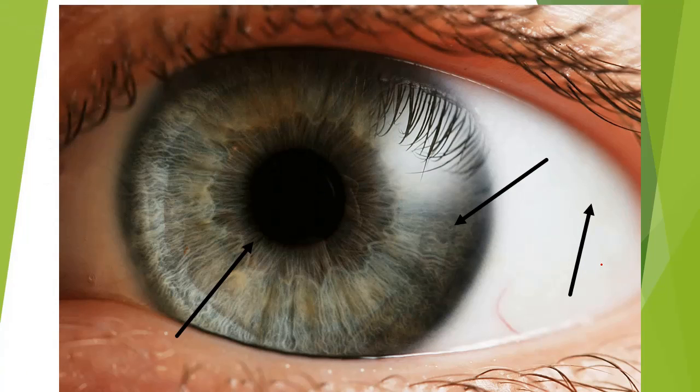So here you can see the image of an eye. We will describe the parts of the eye in this image. First of all, you can see this wavy fleshy part. It's known as the iris. Then we will see what functions these parts are doing in the upcoming slides.